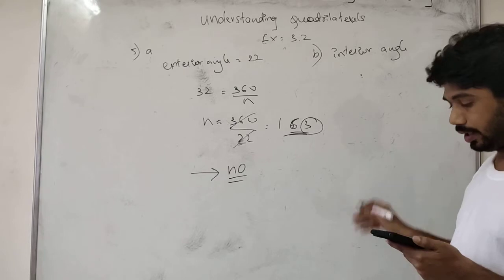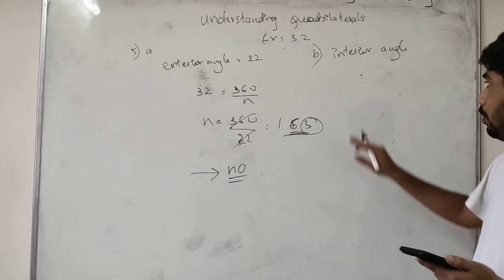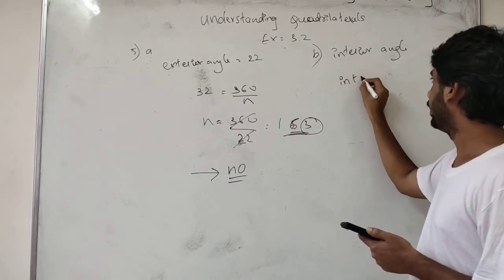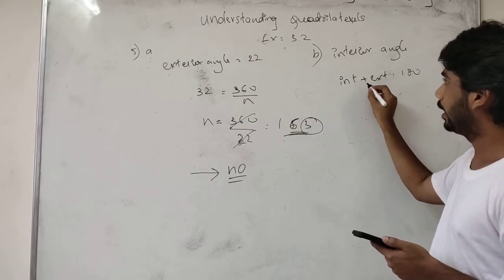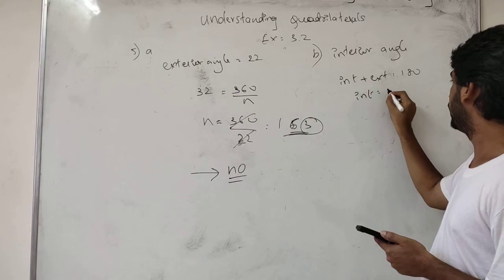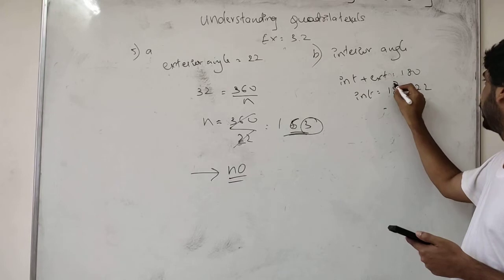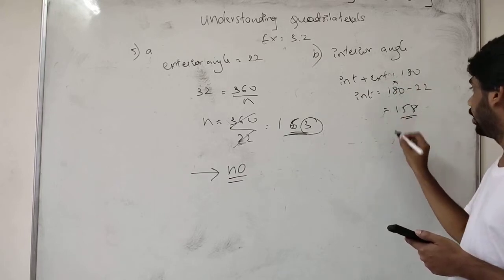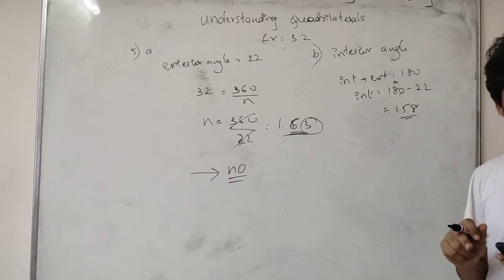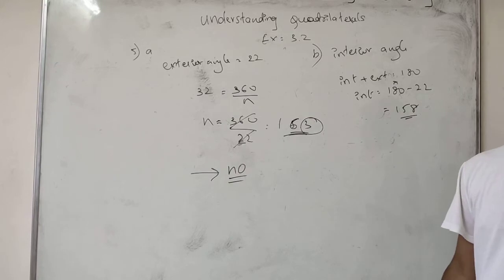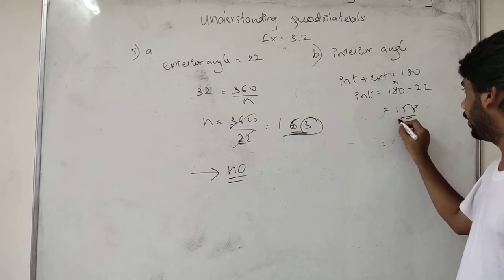See, students, here again we have to take the sum of the sides. So we know that internal plus external is equal to 180. You have to find the internal angle here, so internal is 180 minus 22, so we will get 158. No, we cannot take it. Why? Because 360 is not divisible by 158. If it is divisible by 360, then we can take it.